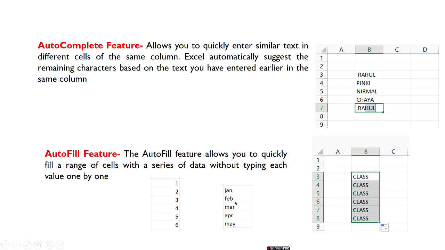Similarly, you don't want to type January, February, March, etc. one by one. Just write Jan, the first word of the month, and you will get a plus sign in the down right corner, and drag down, and as a result you will find all these names. Similarly, if you want to copy any data, write the first word, and in the down right corner you will find a black plus sign. Drag that pointer, and as a result the data will be copied.